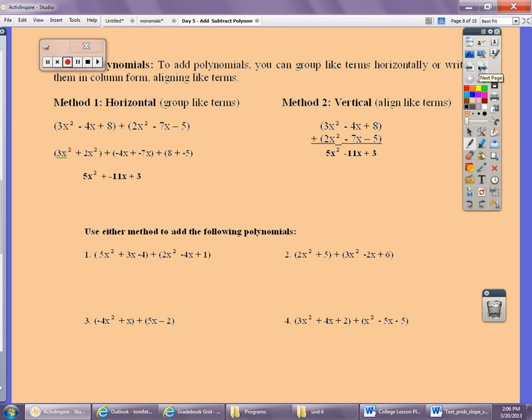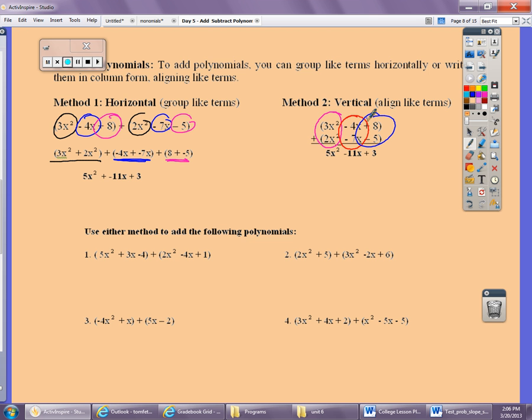Now, we have two ways to add polynomials. Adding polynomials, you group your like terms horizontally or write them in a column, aligning like terms. So the horizontal group, we put our x squareds together. Then we put our x's. And then finally, we have our numbers. And then you simplify everything. Or vertically, we do align them. Here's our x squared, x, and our numbers. So we can use either method.